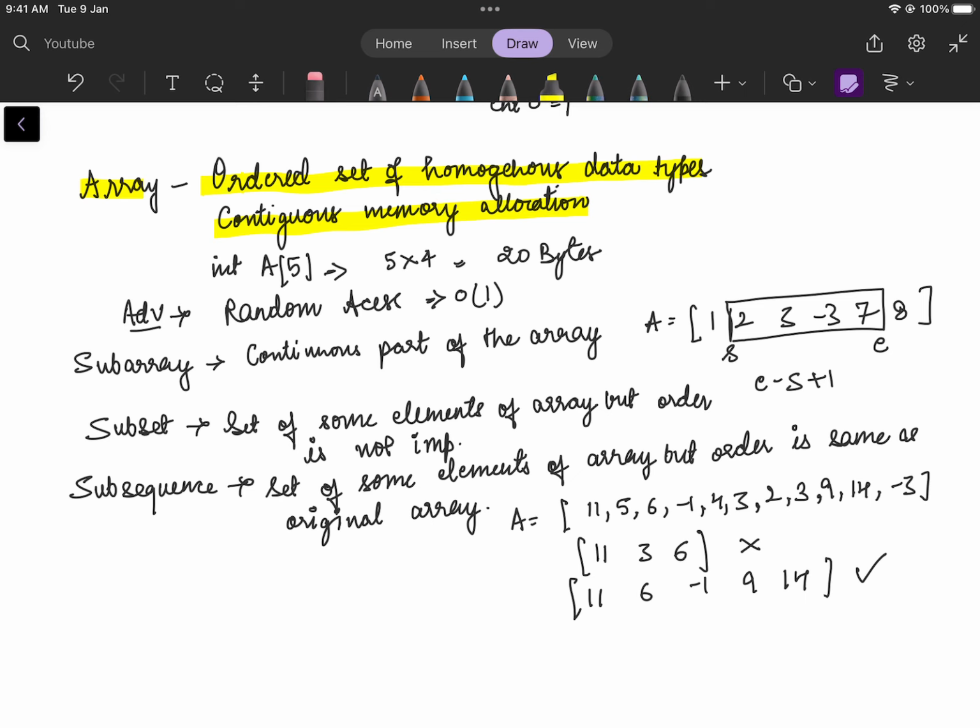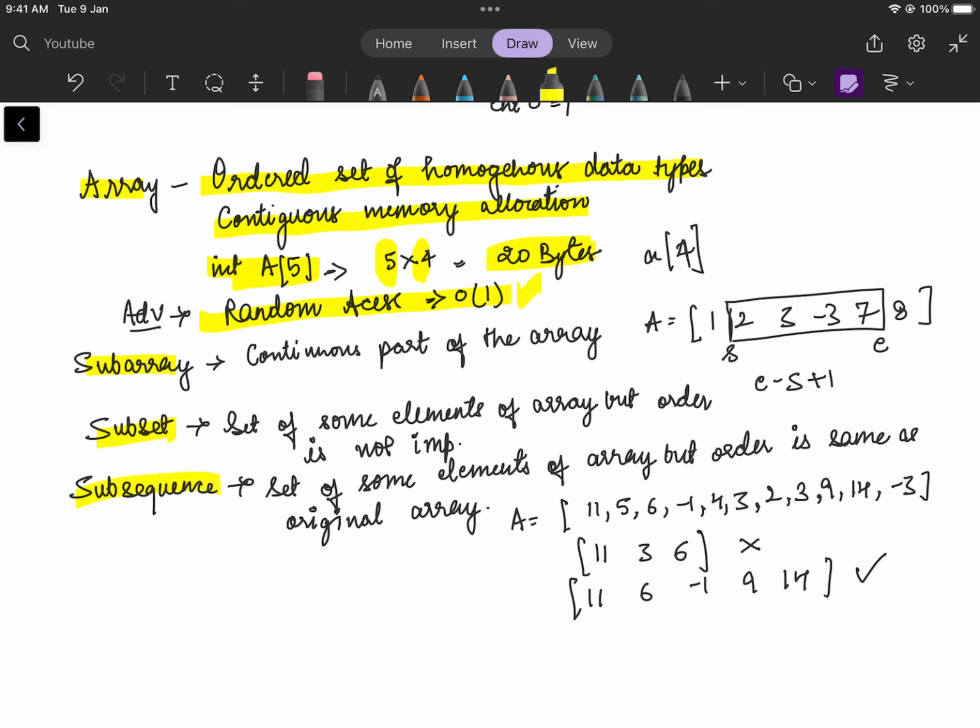So you can say that if we are declaring an array of length 5, then each element will take 4 bytes and it will take 20 bytes of memory. The advantage is we can randomly access any of the elements. If you want to access the fourth element, then we just have to write array of fourth element. There are a few terms associated with the array: subarray, subset and subsequence.